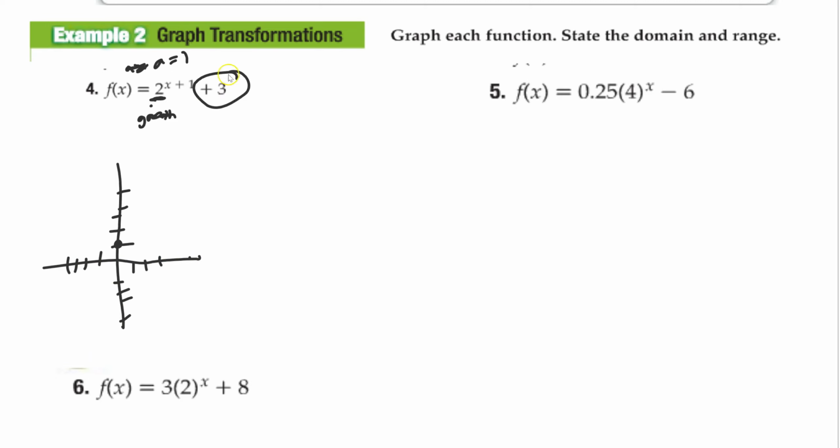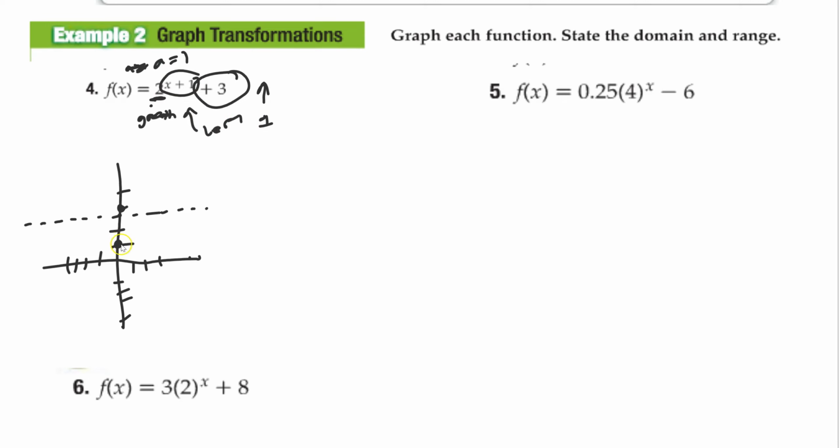My horizontal asymptote is 3, so you move your whole graph up 3. So my vertical shift is 3, so you move your whole graph up 3. So instead of crossing at 1, you cross at 3. 1, 2, 3. It's like right here. And your asymptote's at 3. One last thing, I got to move it left 1.